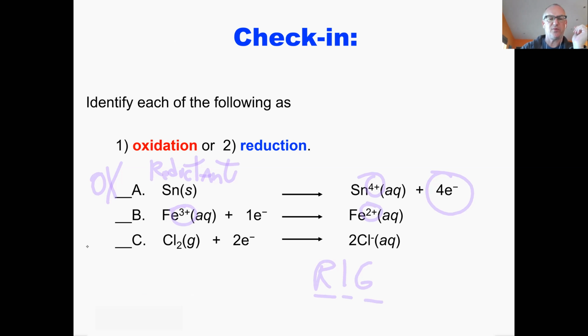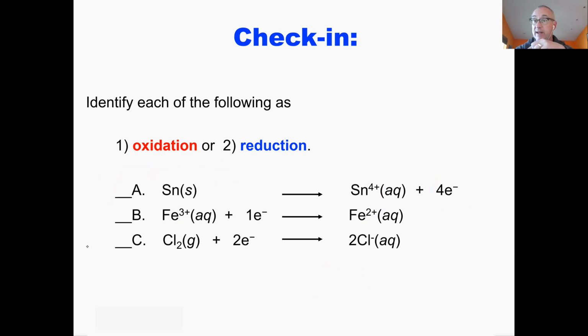So what about the third one? Third one's a little trickier. Third one, we've got chlorine gas going into solution as chloride ion. Is that an oxidation or a reduction? I would say oxidation because it starts off at 0, but then gains electrons. Okay. Anybody else?